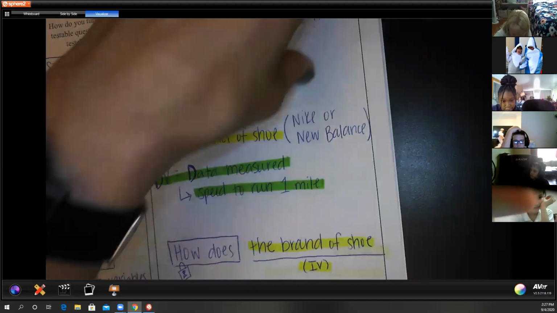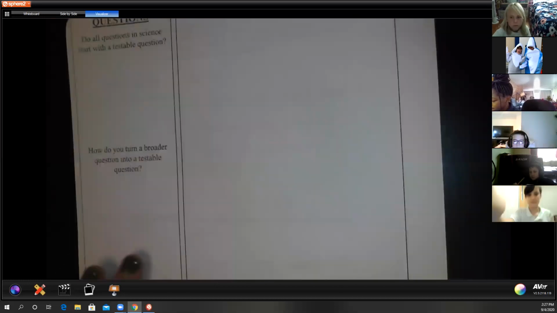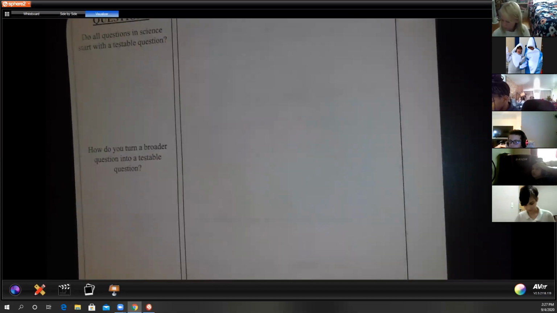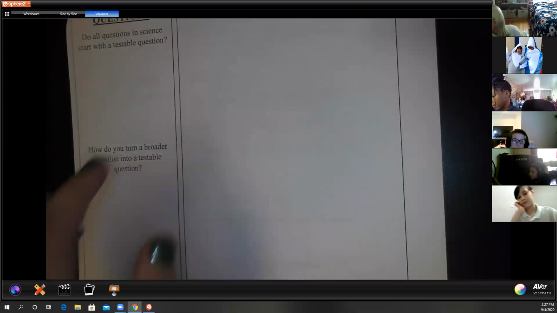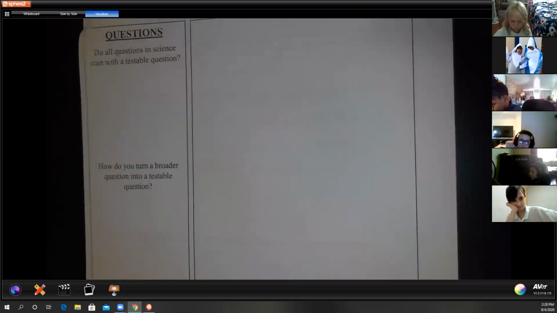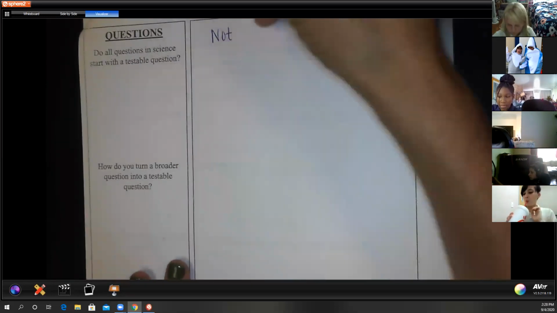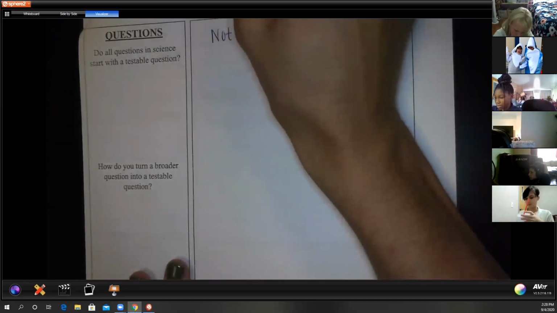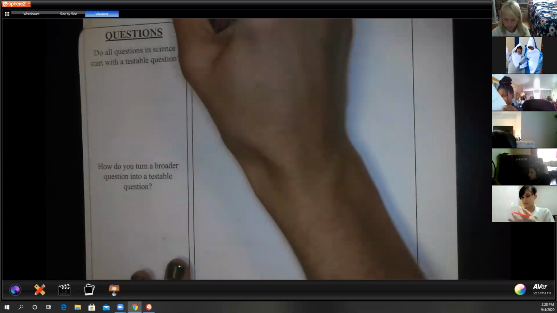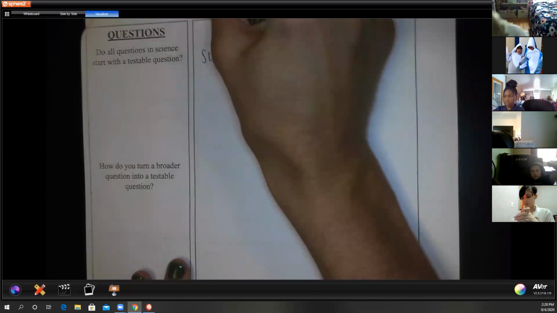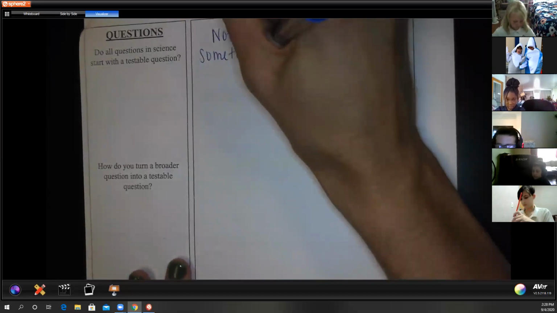So go ahead and flip it to the last page. This is it for all the monies. So we kind of answered this. Do all questions in science start with a testable question? No. Yes. Maybe, right? We want them to. We're hopeful. But we don't always get them in the format that we need. Not always. Sometimes we start with non-specific questions.